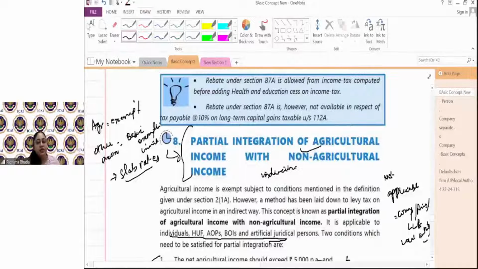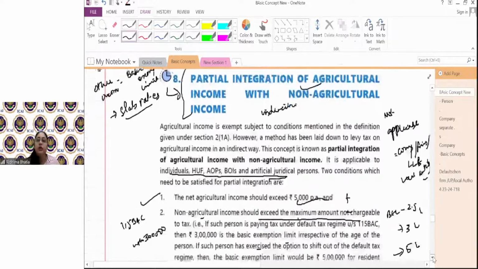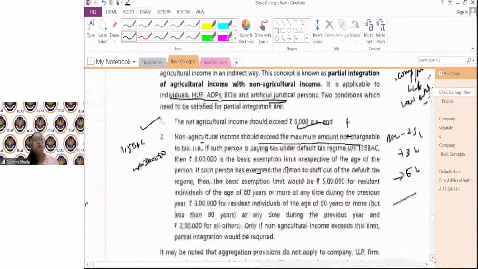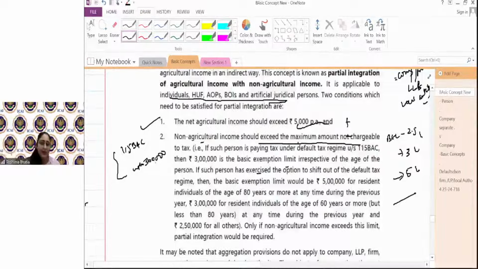But this concept of partial integration would only be applicable when two more things are satisfied. One is agricultural income should be more than 5,000 and non-agricultural income should be more than the basic exemption limit. Basic exemption limit is the maximum amount not chargeable to tax, जहाँ पे हम tax नहीं लगाते, we have seen in the previous classes. Under 115 BAC, the basic exemption limit is up to 3 lakhs. Otherwise, the basic exemption limit is 2.5 lakhs, 3 lakhs, or 5 lakhs for assessees who are non-senior citizens, resident senior citizens, and resident super senior citizens, respectively.